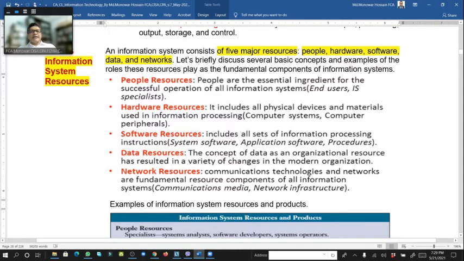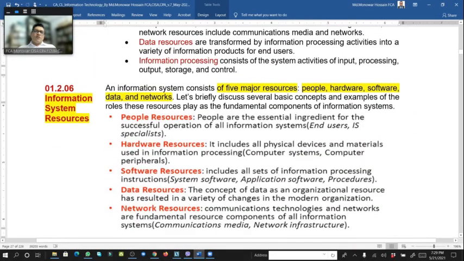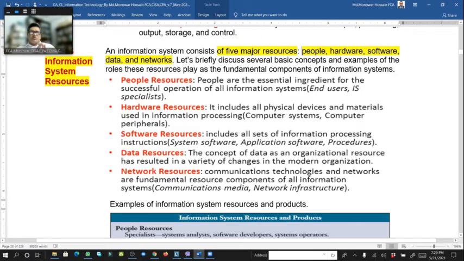So people resource, as we have seen here, this one is people resource, software resource, hardware resource. All are components, all are resources. Here, people resources are the essential ingredient of the successful operation of all information systems. Because without people, we cannot run any system. Even an automated system is programmed by a programmer or specialist, and he or she is a person.